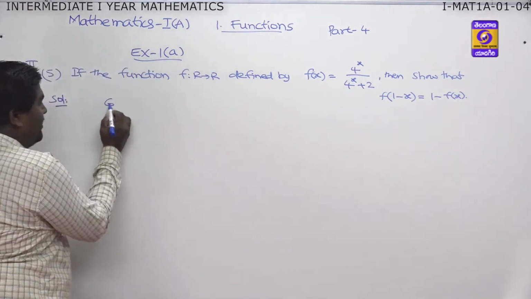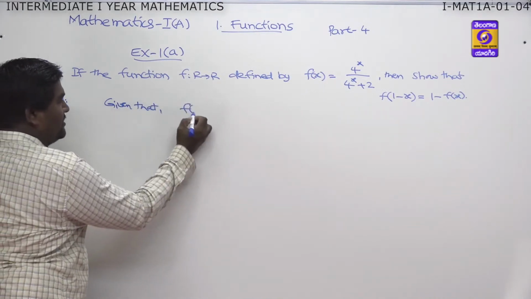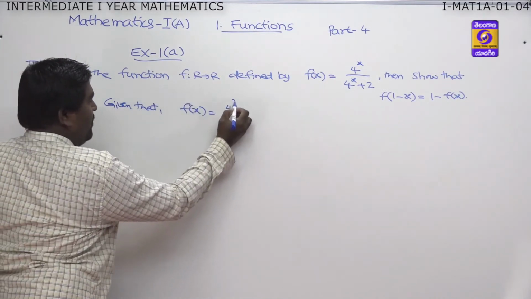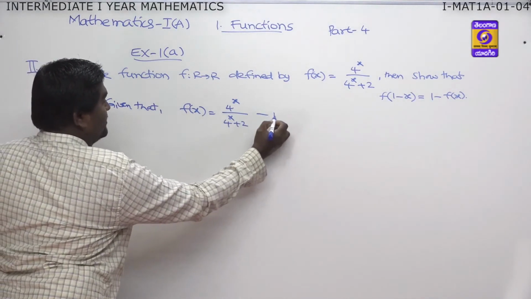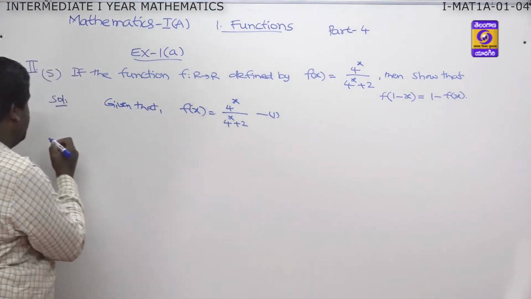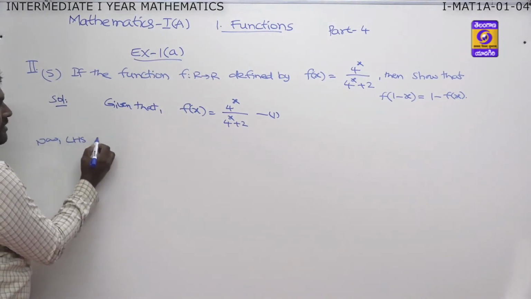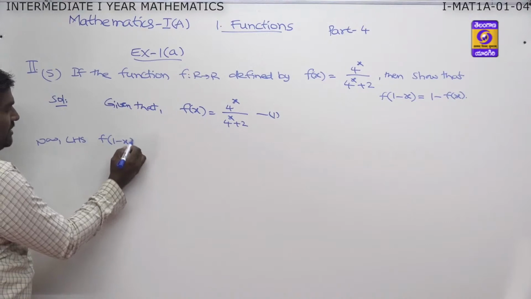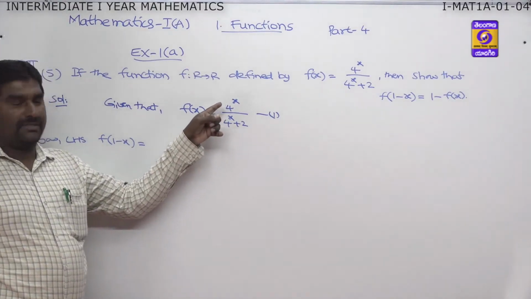First of all, given that f of x is equals to 4 power x by 4 power x plus 2, call it equation 1. Now I am taking the left hand side, f of 1 minus x. Simply substitute 1 minus x in place of x.